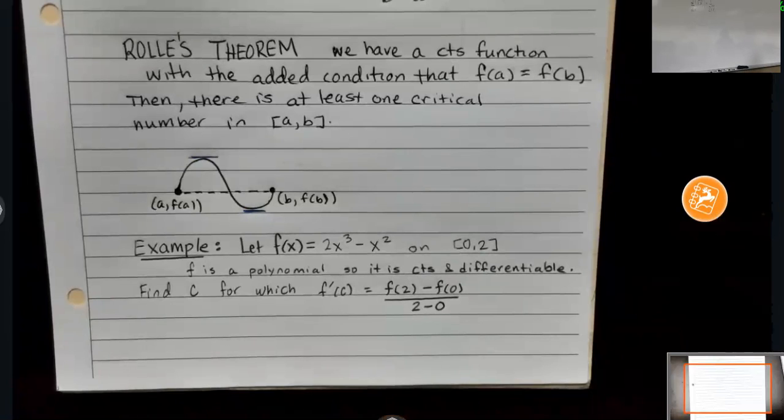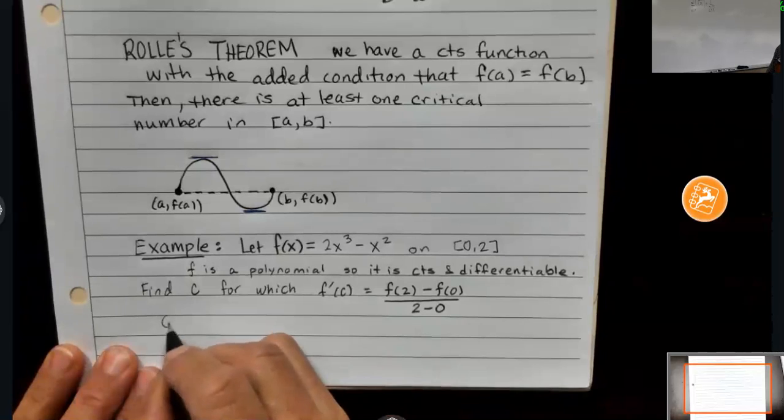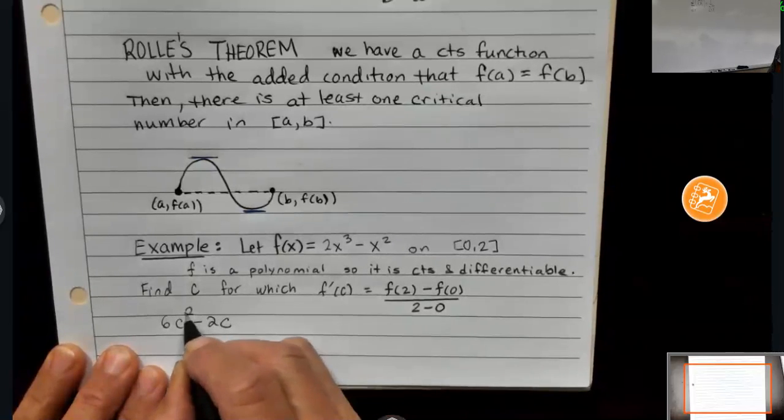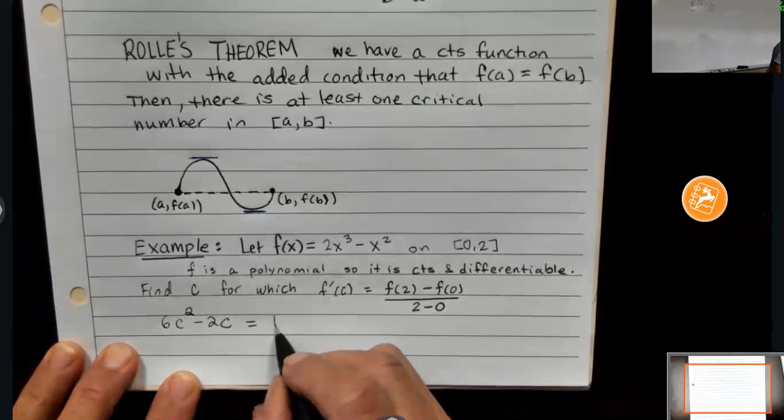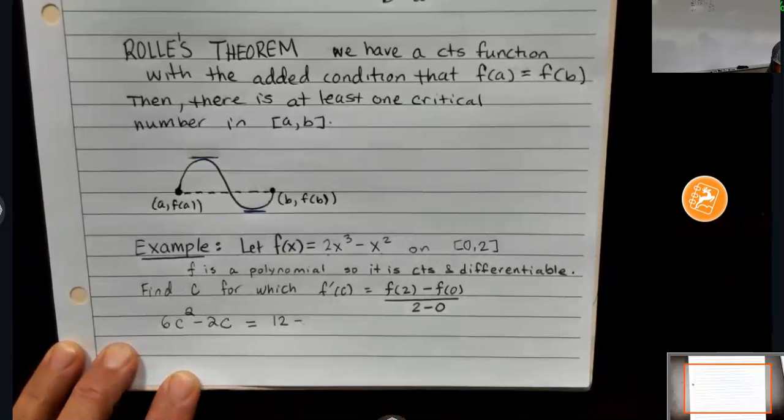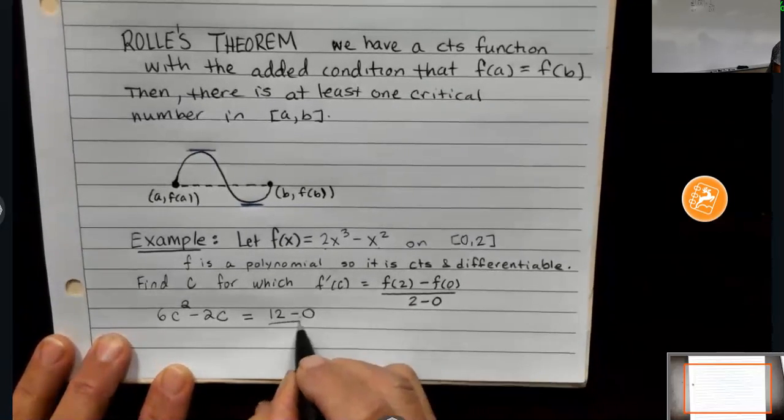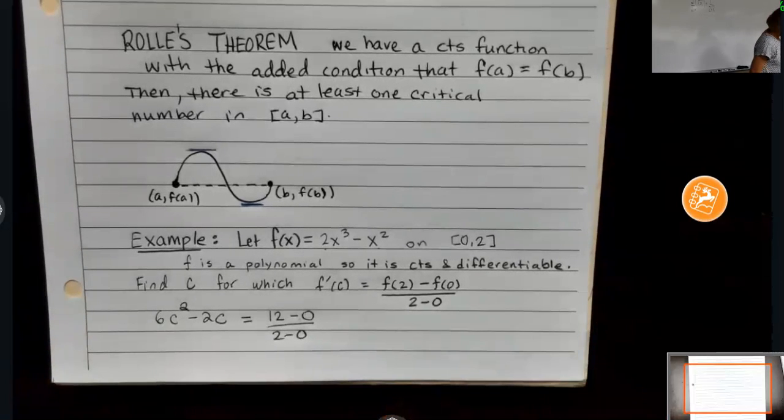I'll get us started. F of 0 is 0. What's f of 2? Well, 2 cubed is 8. 16 minus 4 is 12. So we've got 12 minus 0 over 2 minus 0 on the right-hand side. The derivative of f is 6x squared minus 2x. So we're solving 6c squared minus 2c is equal to, what I say f of 2 was 12, f of 0 is 0, and then we still have 2 minus 0 here. So the right-hand side simplifies to 6.